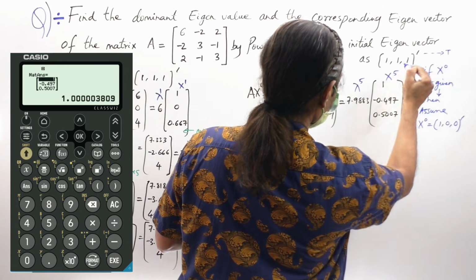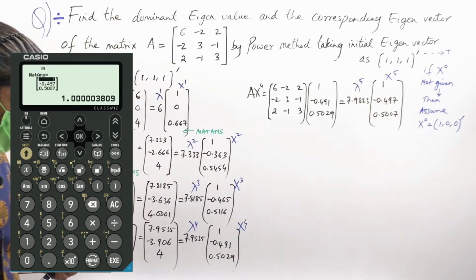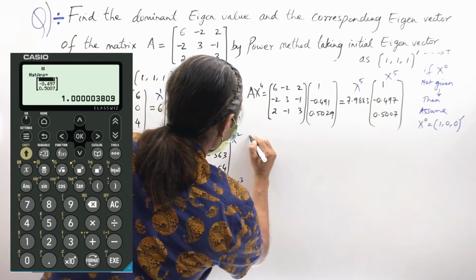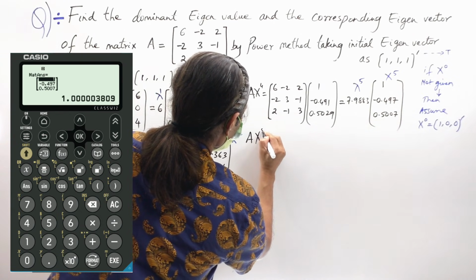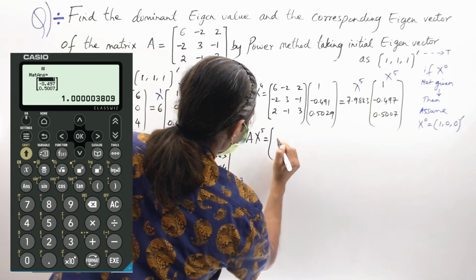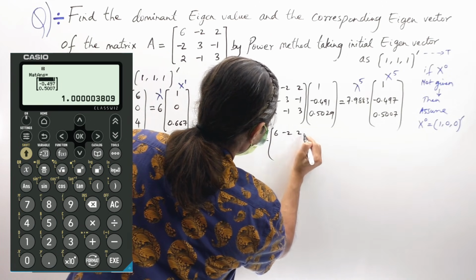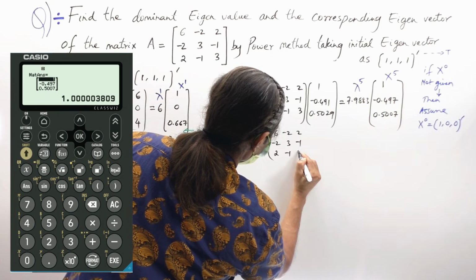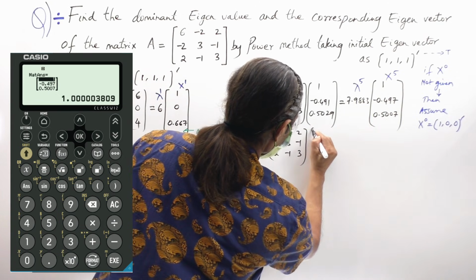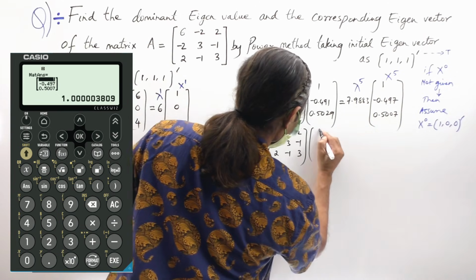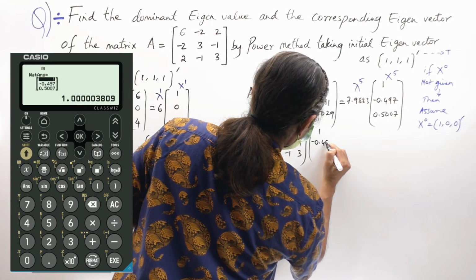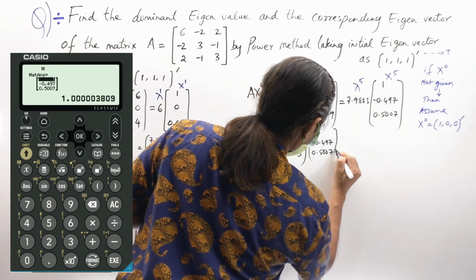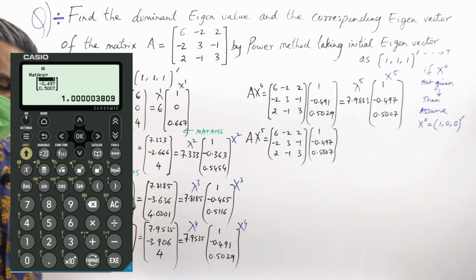Yeah, see, we are getting a new eigenvalue here, which is lambda 4, now it is lambda 5, and new eigenvector x5. Again, let's repeat. I will show you slowly where to stop. Again, A into x5 equals to 6 minus 2, 2, minus 2, 3, minus 1, 2, minus 1, 3, into again 1 minus 0.497 and 0.5007. Please verify your values also.